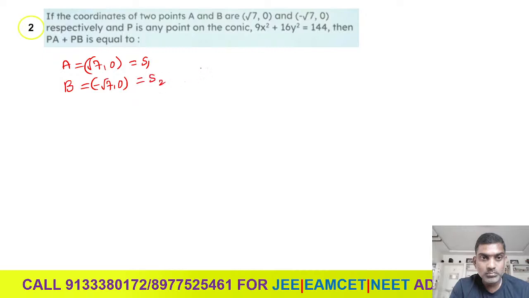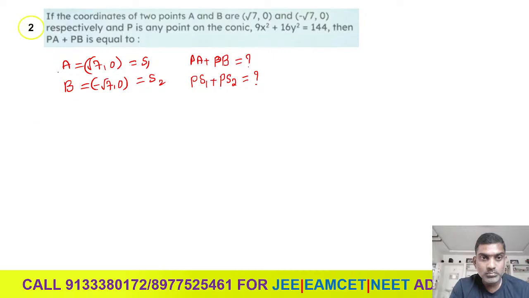Let us take it as S2. And what they are asking us is the PA plus PB value. PA plus PB is equal to how much? PA is nothing but PS1 and PB is nothing but PS2. So PS1 plus PS2 we have to calculate here.